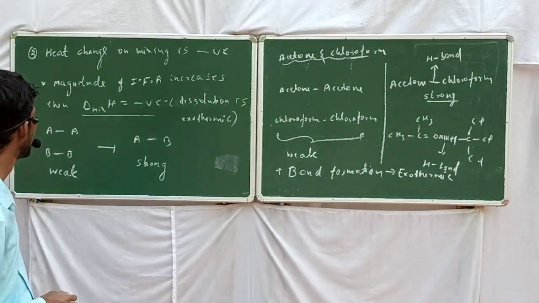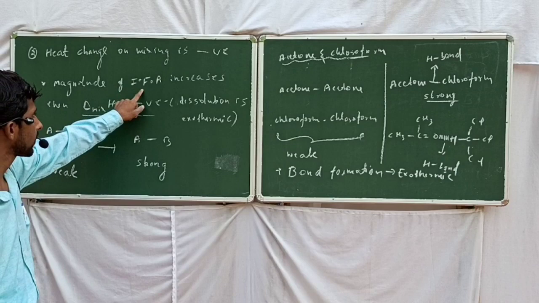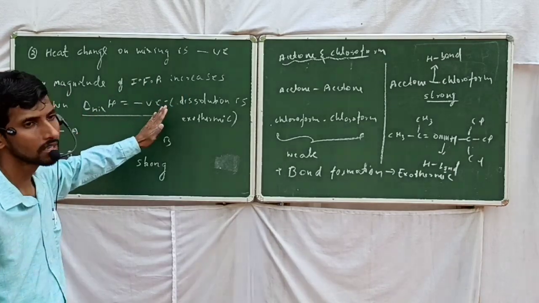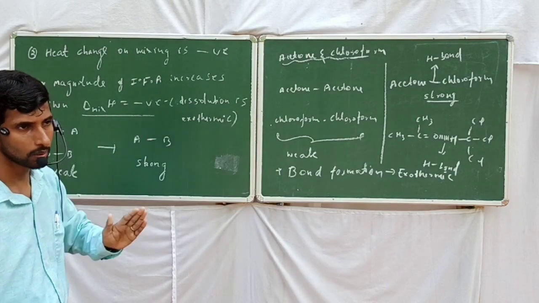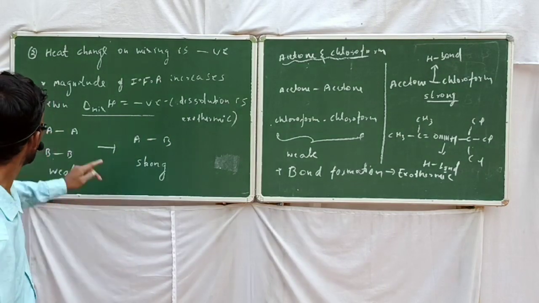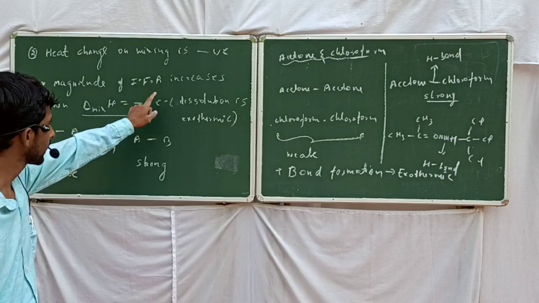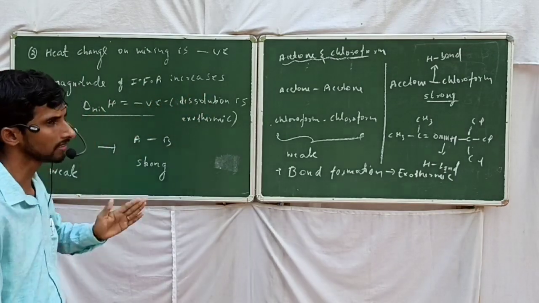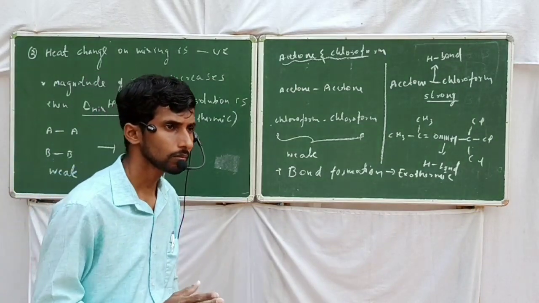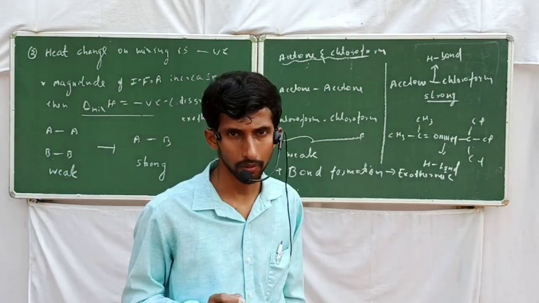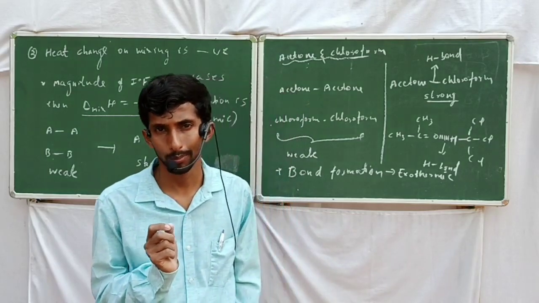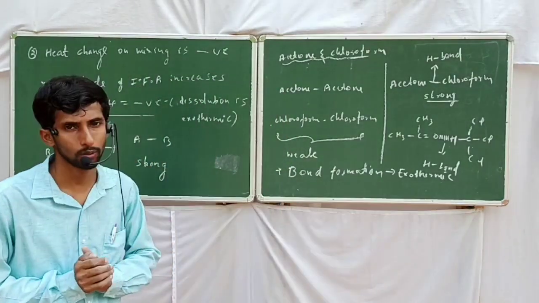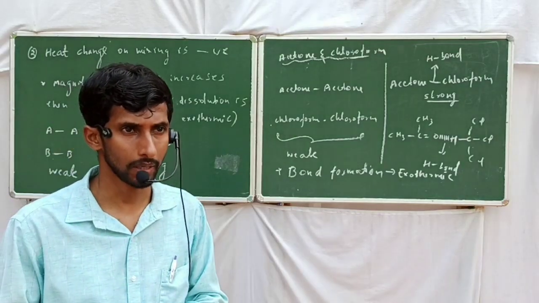So remember that point. If magnitude of intermolecular force of attraction decreases, then delta H mix is positive, then dissolution process is endothermic. If magnitude of intermolecular force of attraction increases upon mixing, then delta H mix is negative. So if delta H is positive, then that dissolution process is endothermic. If delta H is negative, then that dissolution process is exothermic, okay?